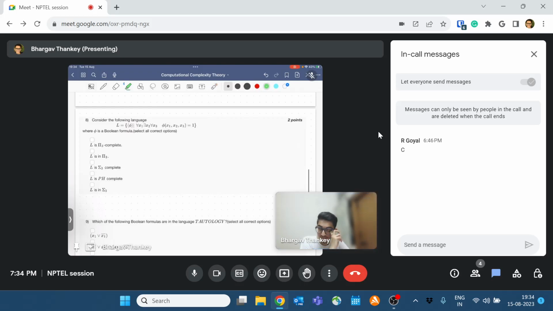So clearly L is in pi 3, yes, that is true. I do not know whether all the problems in pi 3 get reduced to this problem or not, so how can I make the statement in the first option? And the remaining three options are not correct. Okay, so why is L not in sigma 3? Because if it were, then PH would collapse, right? Yes. And L is not PH complete.